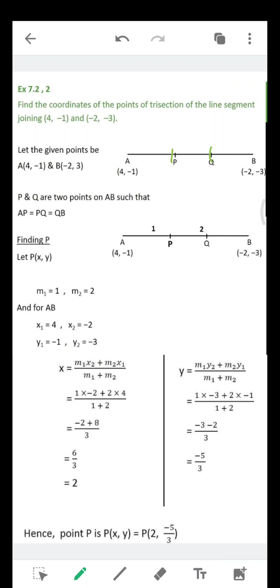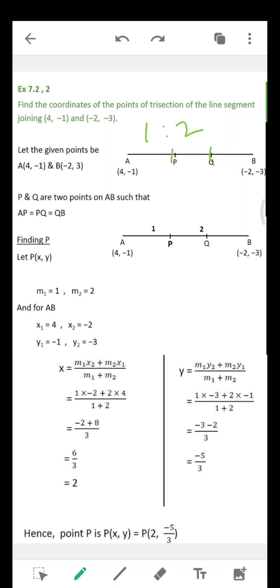Like here, P and Q are dividing AB in three equal parts. So P is dividing AB in the ratio 1:2, yes, one part is this side and two parts are towards this side. Here the ratio is not given, you can observe. He is asking to find the coordinates of the points of trisection of the line segment. So the points of trisection are P and Q here. P is dividing this line segment in the ratio 1:2, one part towards the left and two towards the right.